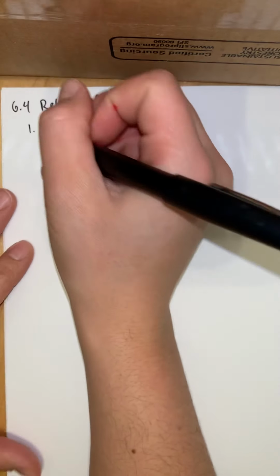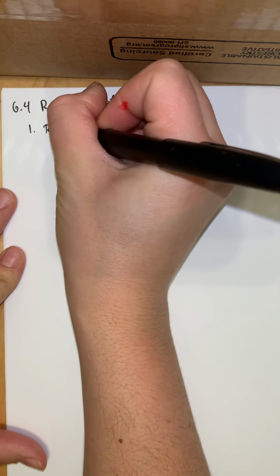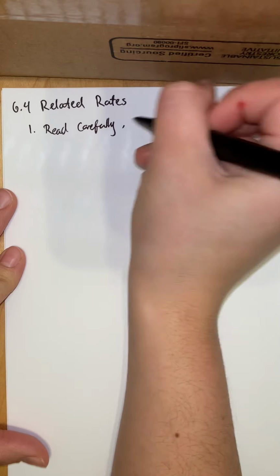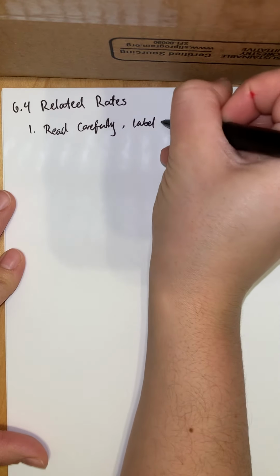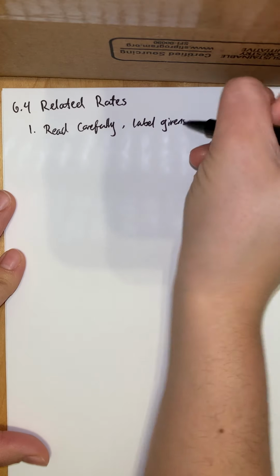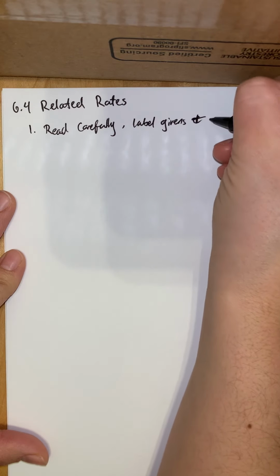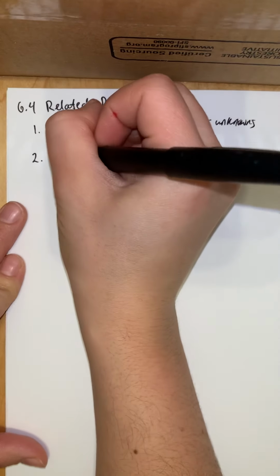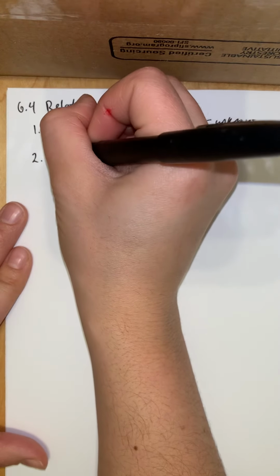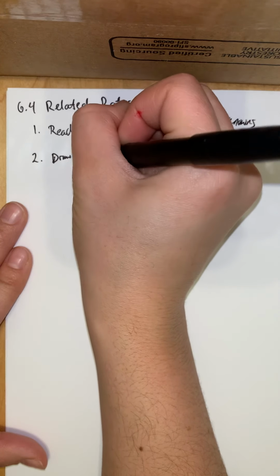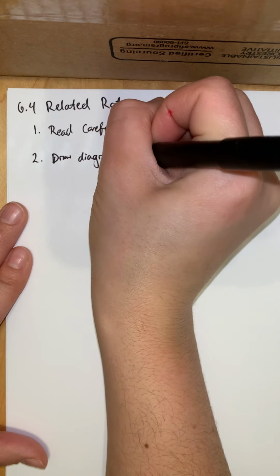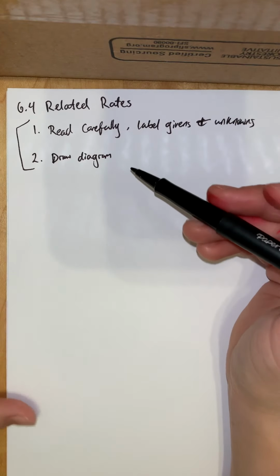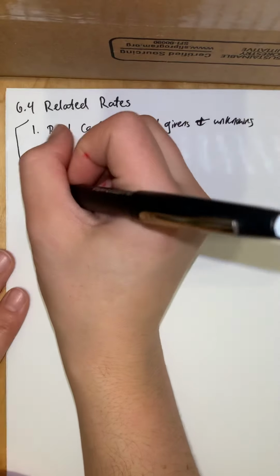So step 1, we're going to read our problem carefully and label the givens and unknowns. And step 2, we're going to draw a diagram. These two can kind of happen concurrently. They don't need to be two distinct steps. You can switch back and forth between them.